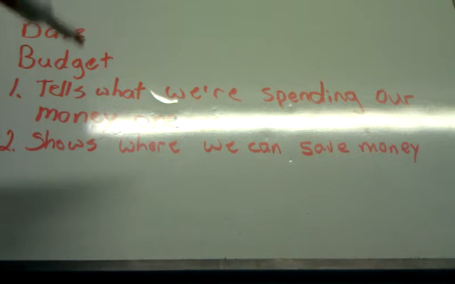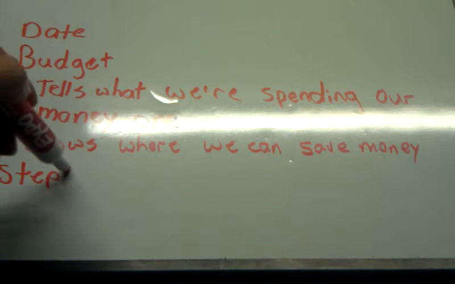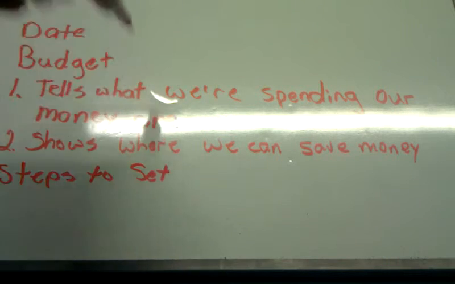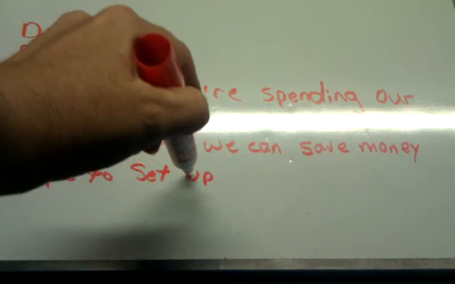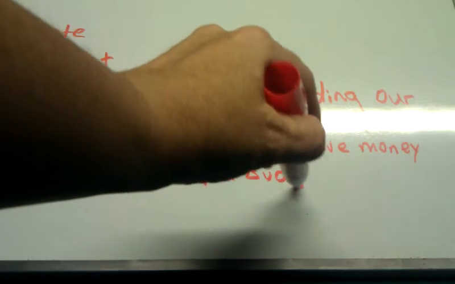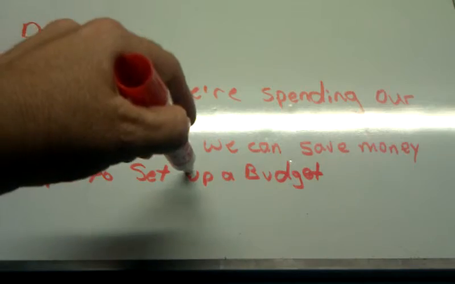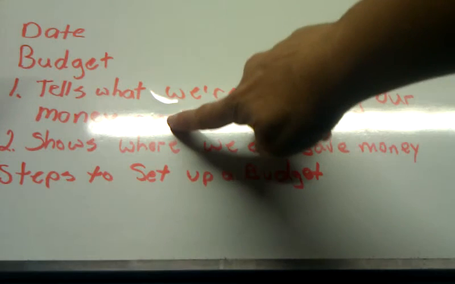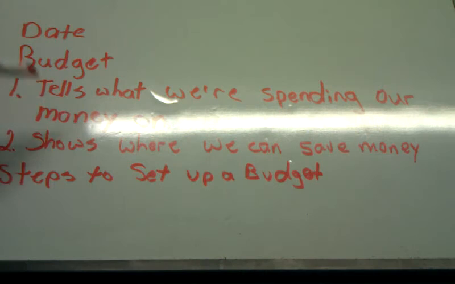Okay, so here we go. Steps to set up a budget. Okay, we said a budget tells us two things. It tells what we're spending our money on, and it shows where we can save money. Now we're going to talk about steps to set up a budget.